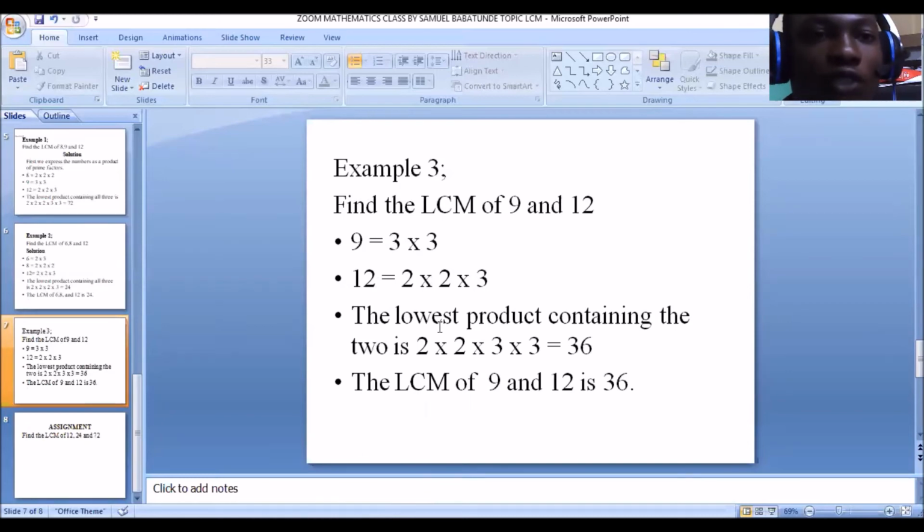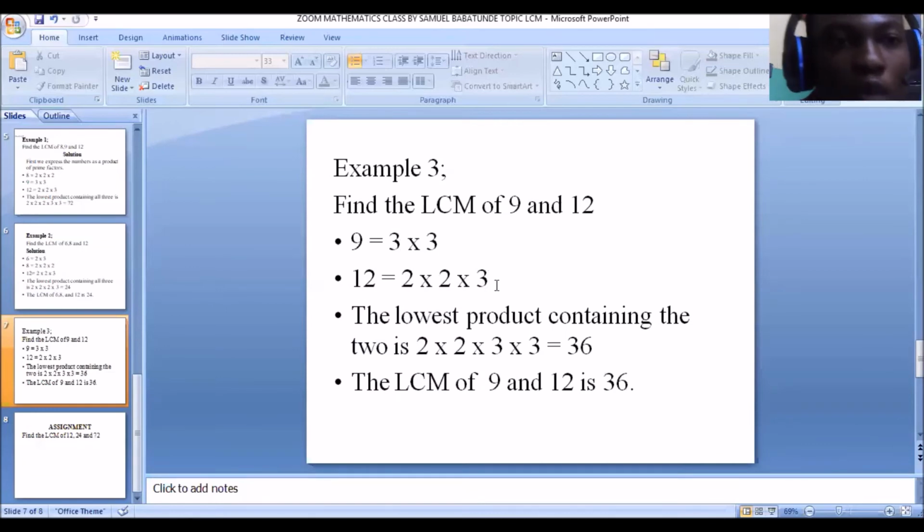Now we have to find the lowest product, that's the lowest multiplication containing the prime factors of these numbers. And like we know, remember I told you then, 2 is a prime factor of 12. You put down the 2. This 2 also is a prime factor of 12. You put it down. Now you have 3 here. You see that this 3 is common in 9 and 12. You put only 1.